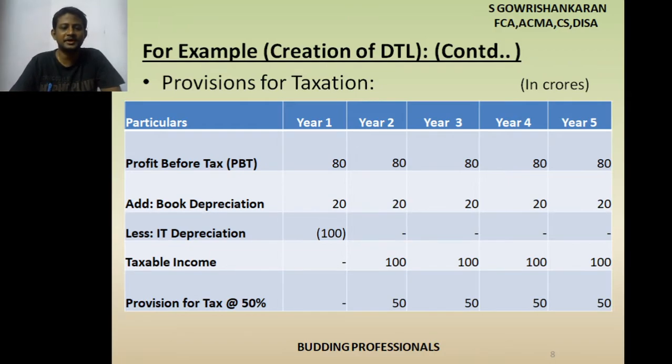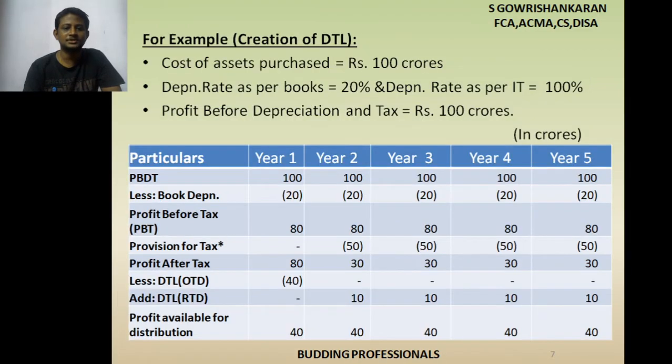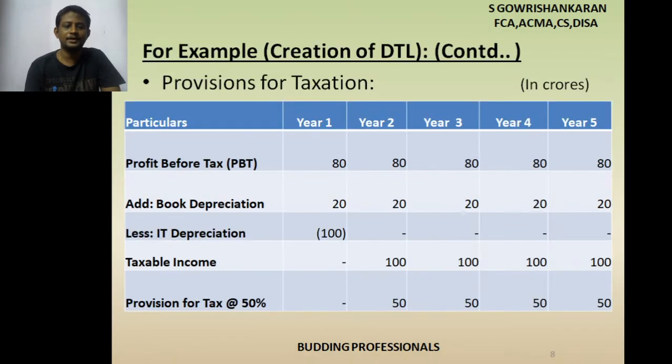What is the depreciation rate as per the Income Tax Act? Refer to the previous slide. What is mentioned here? The depreciation rate is 100%. What is the cost of asset? 100 crore. 100 into 100%, 100 crore is my depreciation here. Correct?